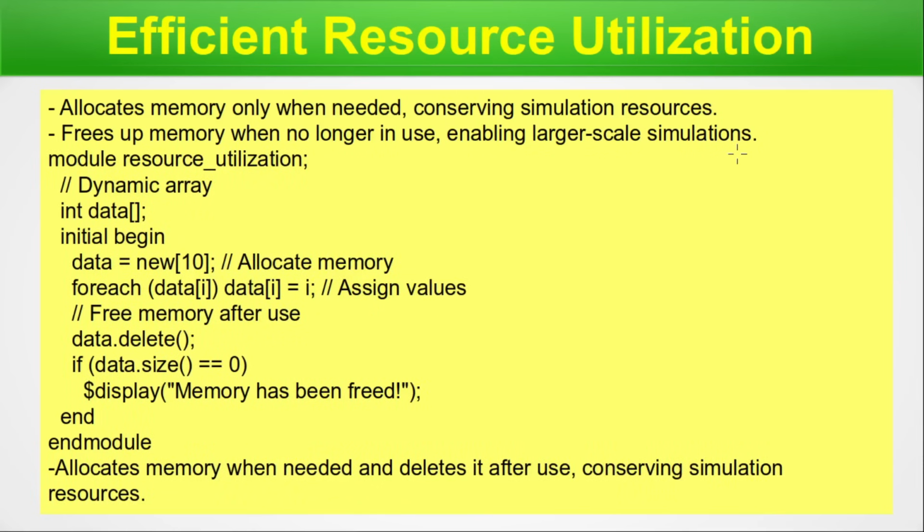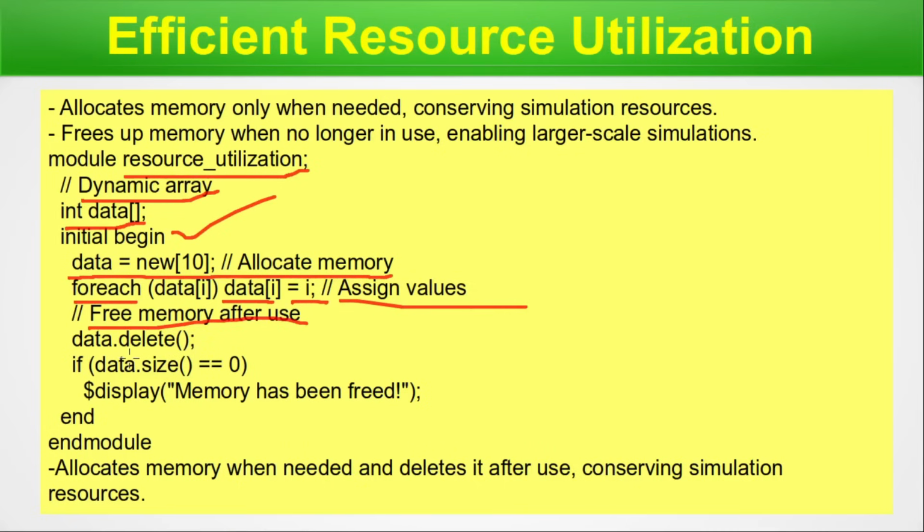Here goes our code. We give the name of the module as resource utilization, and then we define the dynamic array, and here is the array. We begin the initial block here and we allocate the memory, data new, and then we give 10. Now for each member of the data, we use a foreach loop and we assign data equal to I, okay, and this way we assign the value and free the memory afterwards.